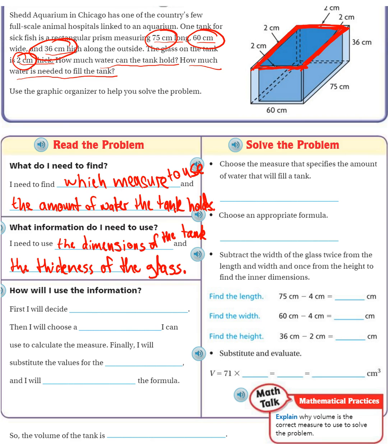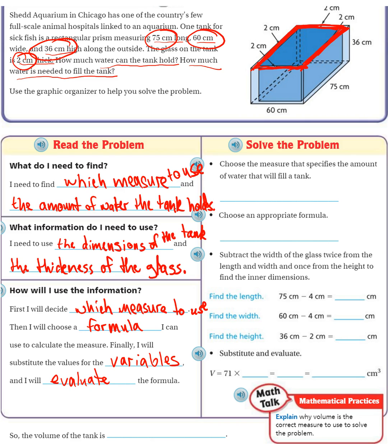How will I use the information? First, I will decide which measure to use, which dimensions to use. And then I will choose a formula. I must have the formula I can use to calculate the measure. Finally, I will substitute the values for the variables. Right? A formula has the variables, and then the problem gives you what numbers to plug in. And I will evaluate, find the value of that formula.